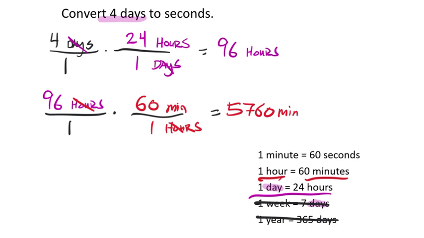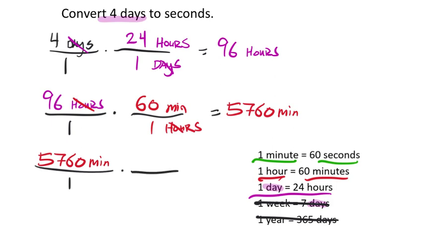Okay, now we're almost there, right? We're really enjoying ourselves. And so we're going to finish this off by taking those minutes. And the last thing we're going to do is convert those minutes into seconds using that conversion factor of 1 minute is 60 seconds. I'm going to make that over 1. We're going to make this fraction. Once again, I want the minutes to cancel out.